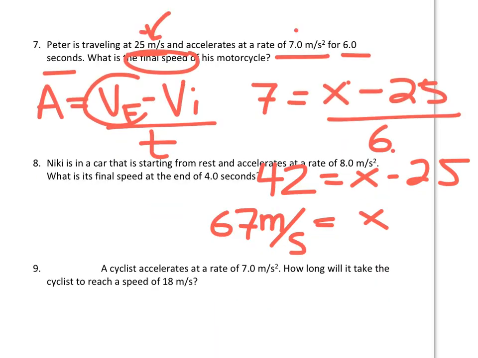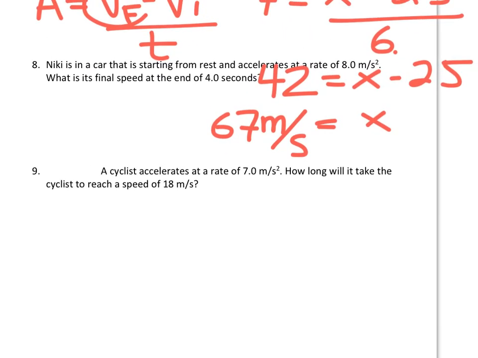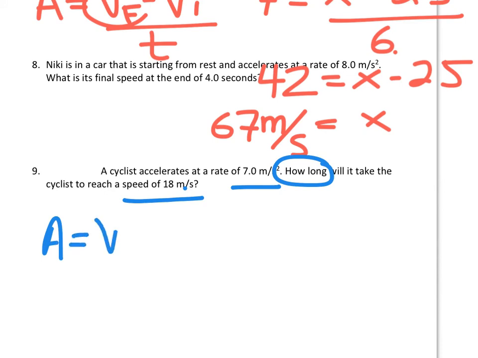Okay, and the last type of example you'll get is something like number 9. In number 9, a cyclist accelerates at a rate of 7. So we have the acceleration here. We're looking for the time it will take the cyclist to reach a speed of 18 meters per second. So this is the final speed. In problems like this, you're probably wondering, well, they didn't give us the initial speed. And you're right, they didn't. In problems like this, remember, we can assume that the initial speed was 0.